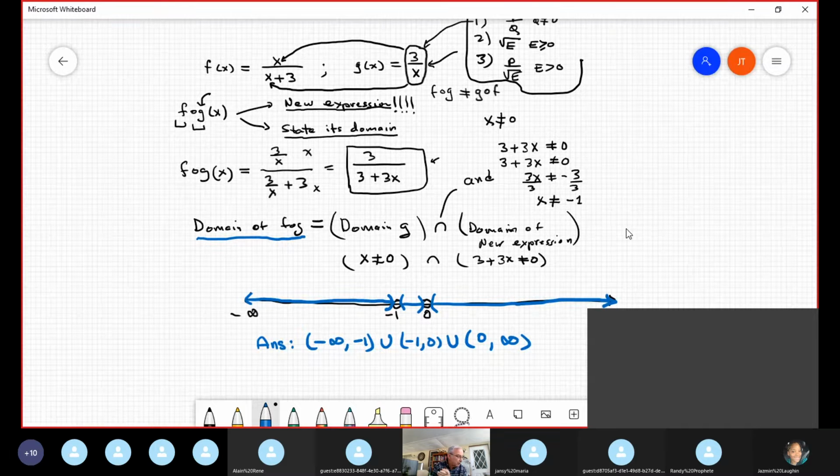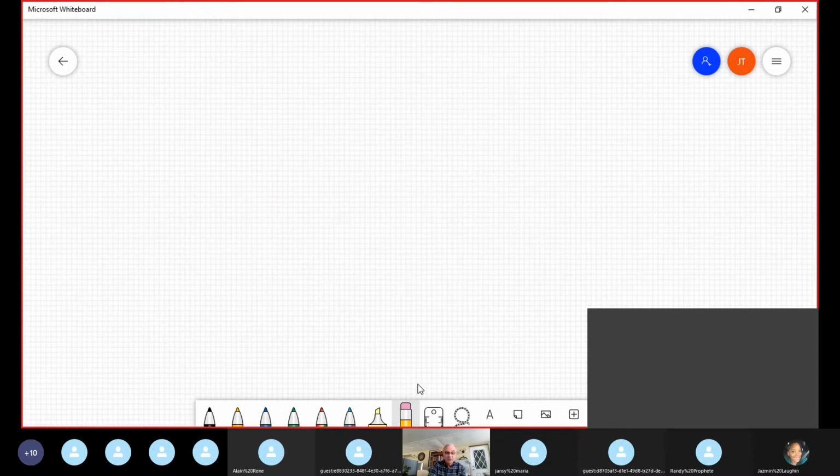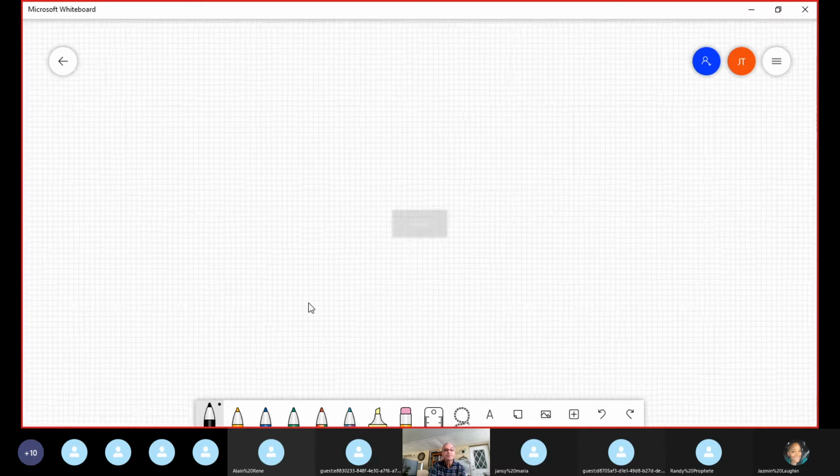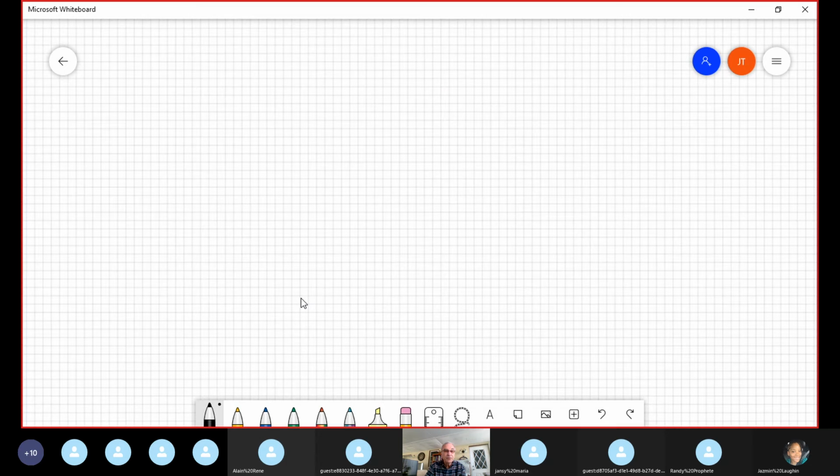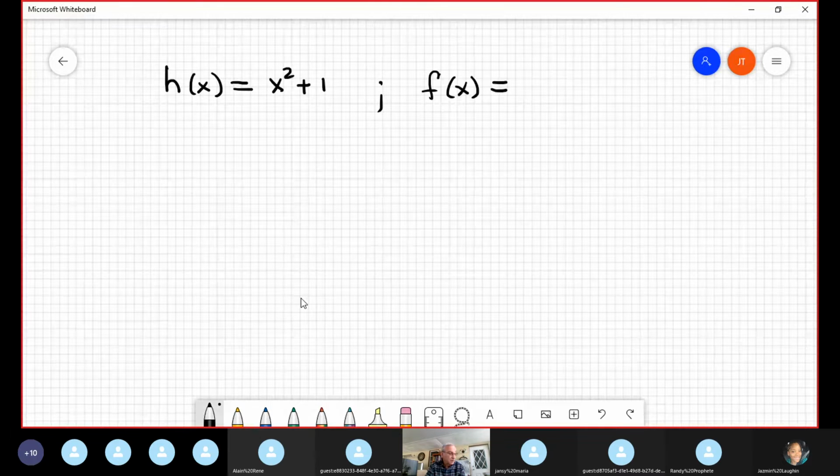I bring another. Okay. Let's do another, but you help me to understand this new one. Suppose we have two functions again. The function h is x squared plus one. And you have f, which is 4/9x.